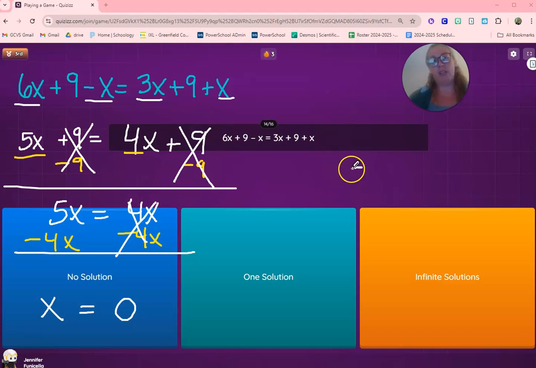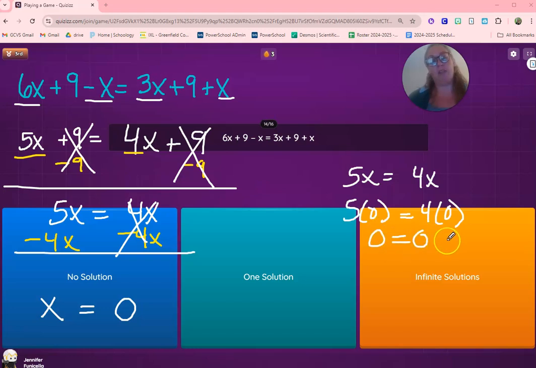If we have an equation like 5x equals 4x, the only number that we can plug in for x to make this true would be 0, because 5 times 0 is 0, and 4 times 0 is 0 as well. So this is one solution. One solution for 14.